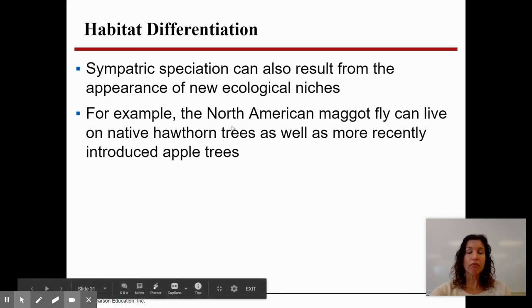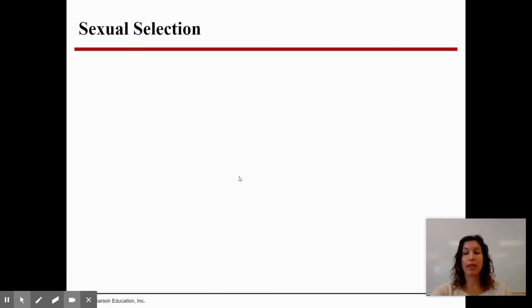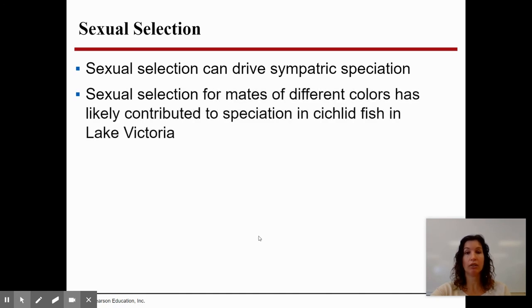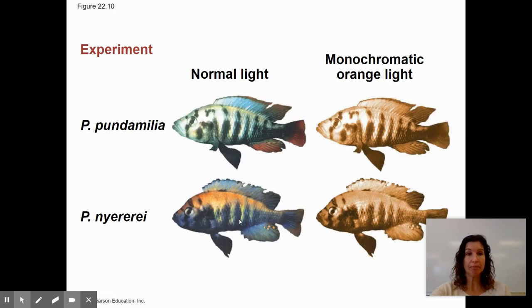So a maggot fly, for example, can live on hawthorn trees or apple trees. And the flies that then live on the apple trees can create a new species. Sexual selection can drive sympatric speciation as well. An example is sexual selection for mates of different colors has likely contributed to speciation in fish in Lake Victoria. So you can see we have normal light, and then orange light creates these 2 different looking species.